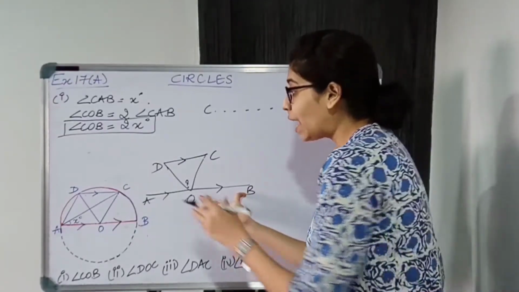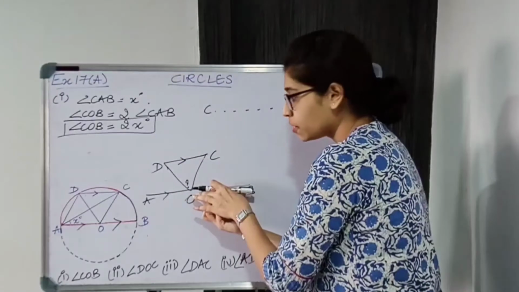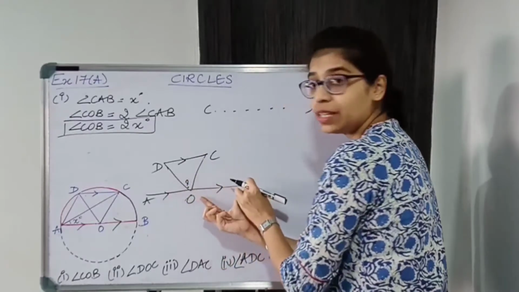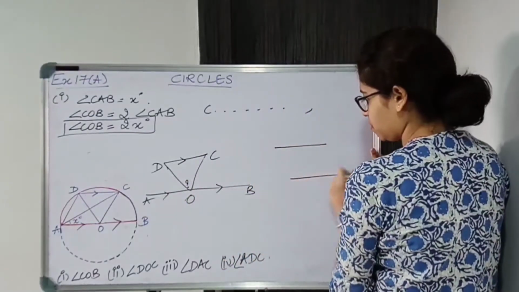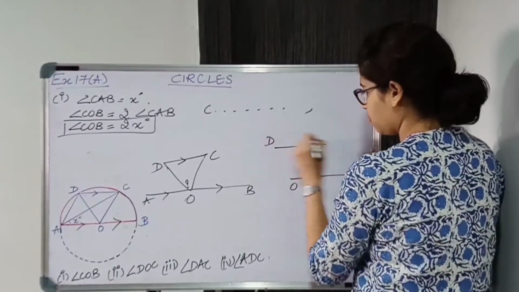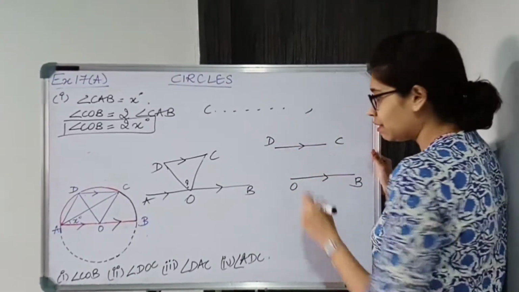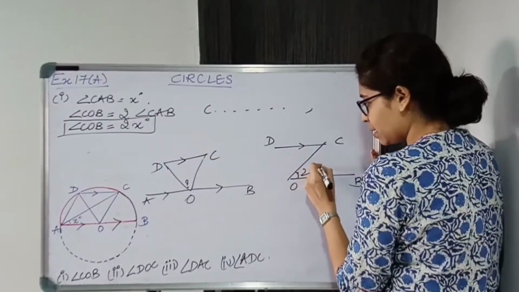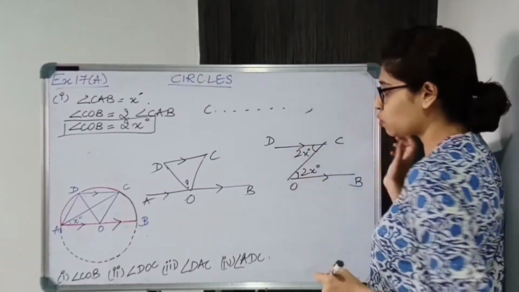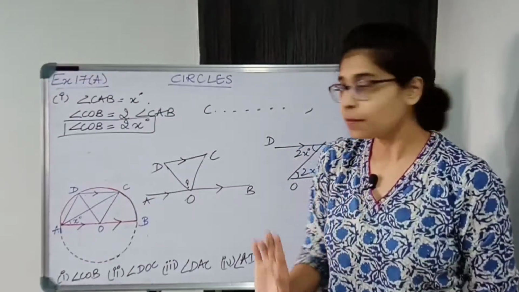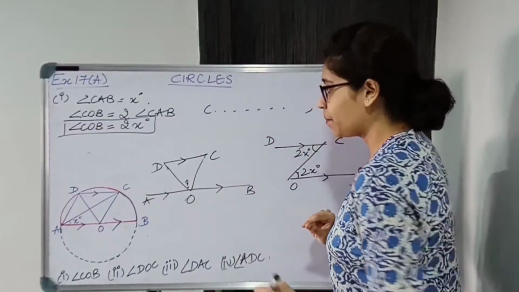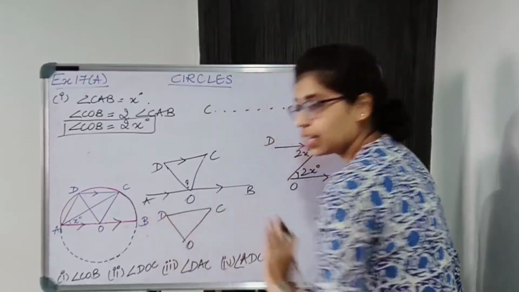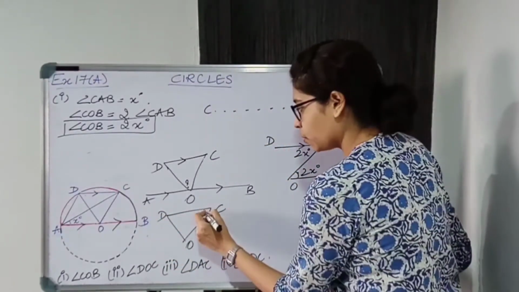Okay, why am I considering DC parallel to OB? So that I can relate DCO with COB. These two are parallel. This is the transversal. I just found angle COB is 2x. So this also will become 2x, DCO. Okay. So I can find one angle of triangle DOC. I can find this angle.